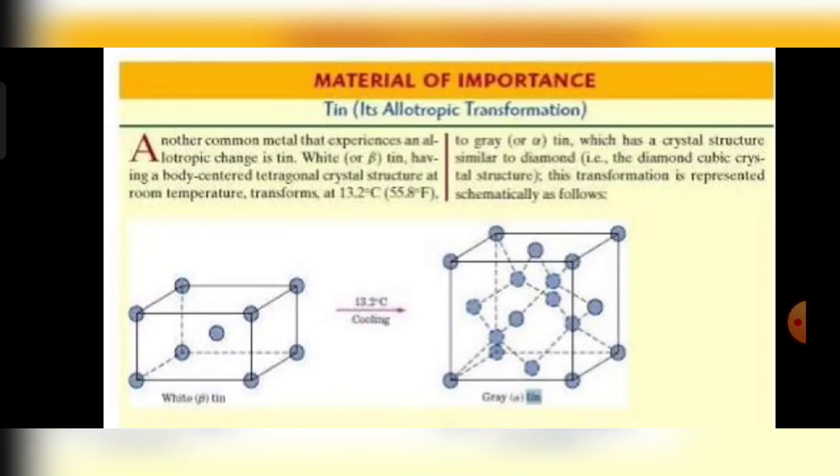So you can see here the structure of white tin and gray tin. White tin has a body centered tetragonal crystal, and gray tin has a cubic structure, a diamond cubic crystal structure like diamond.